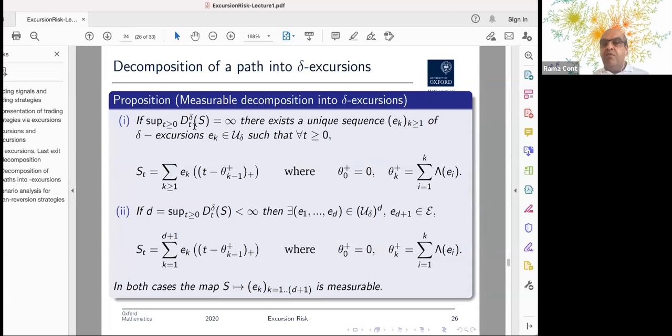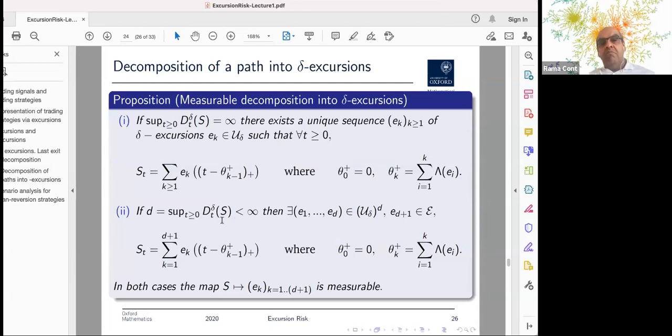If you think you've identified a signal which is stationary, it means that it's going to go forever between 0 and delta. So this is the first case. If this is the case, then you have an infinite sequence of level crossing times between 0 and delta. And then the statement is that there exists a unique sequence of delta excursions, E_k, such that I can write my signal as a concatenation of these delta excursions in order: E1, then E2, then E3, and so on. That's the statement.